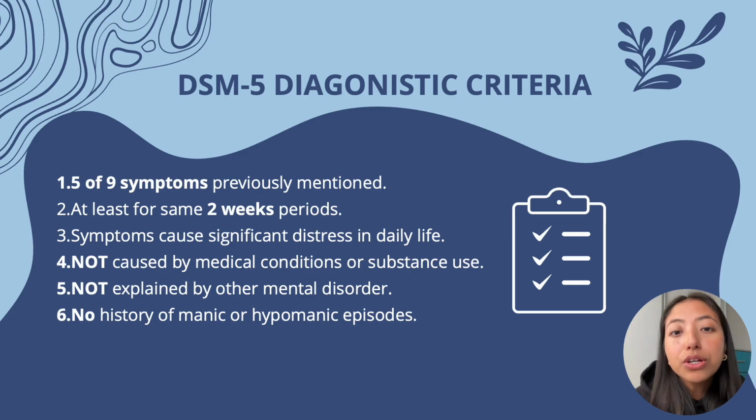According to DSM-5, to diagnose a person with MDD, they should have at least 5 out of 9 symptoms I just mentioned, for at least a 2 consecutive week period of time. It should cause significant distress in their daily lives and should not be due to a medical condition or substance abuse. It should not be explained by another mental health disorder and should not have a history of manic or hypomanic episode. Now, my colleagues are going to walk you through the psychological approaches and their differences.